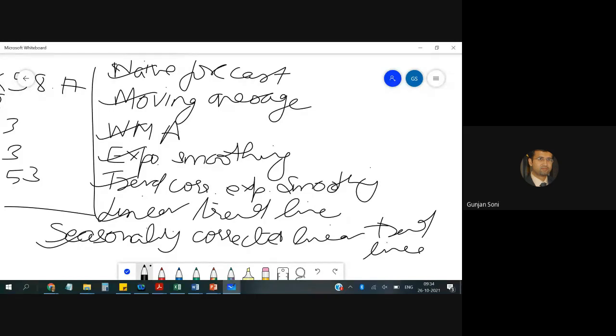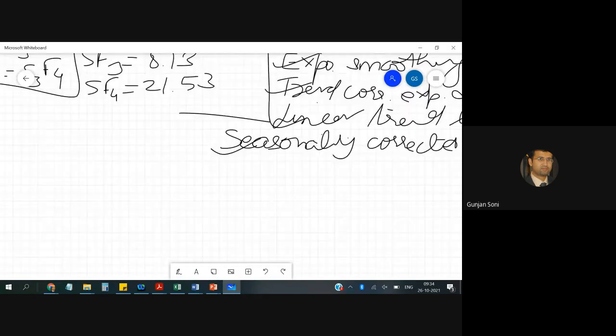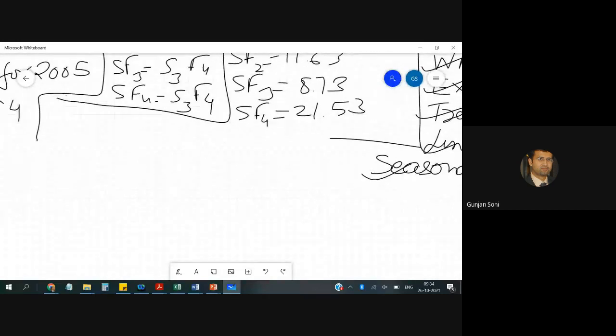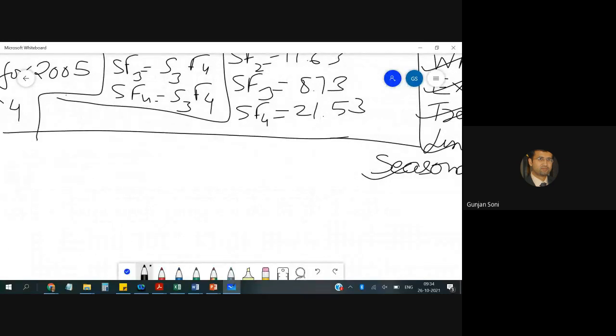Now, after all this understanding, how do we find out which is the best forecast? Any ideas? Let's say on the same data, I applied all these techniques. Now, how do we say that, okay, this forecast is the best one? Any ideas? So we can calculate the errors. Very good.